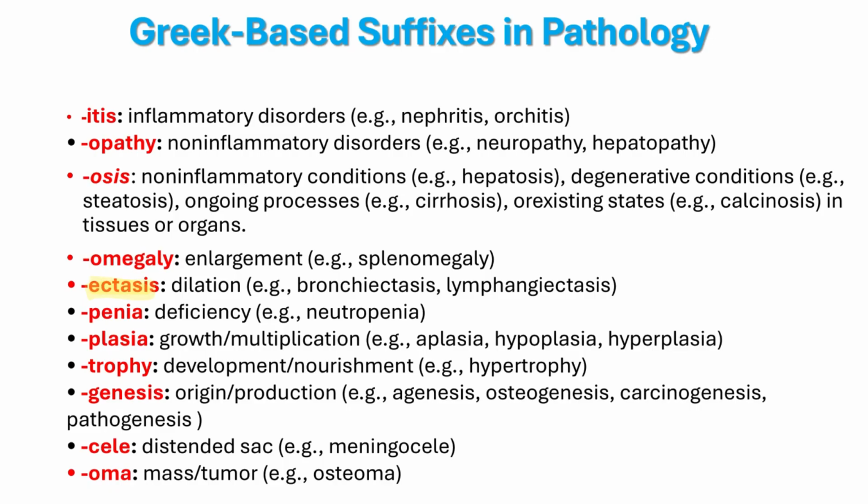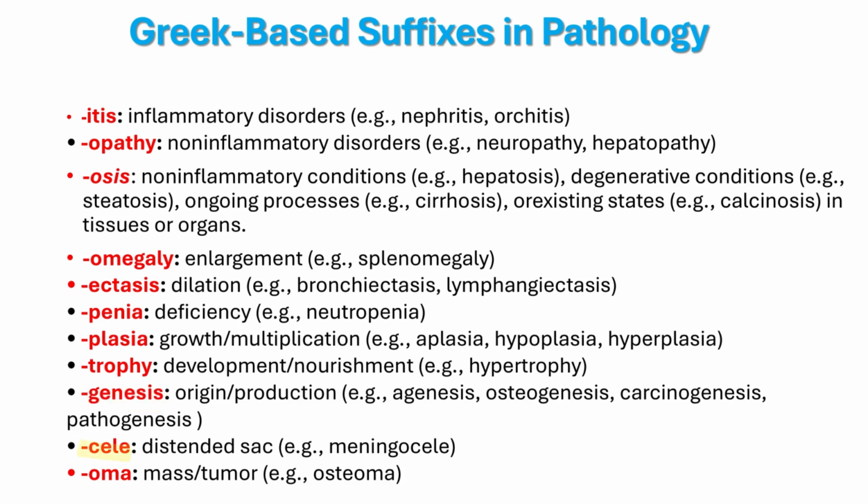Ectasis is used for dilation, like bronchiectasis. Penia indicates a deficiency, for instance, neutropenia. Plasia refers to cellular growth or multiplication, such as aplasia, hypoplasia, hyperplasia. Trophy relates to development or nourishment, like hypertrophy. Genesis means origin or production, for example, agenesis, osteogenesis, carcinogenesis, pathogenesis.